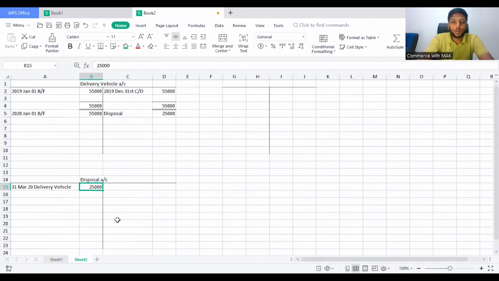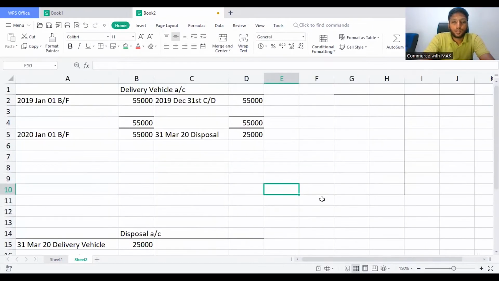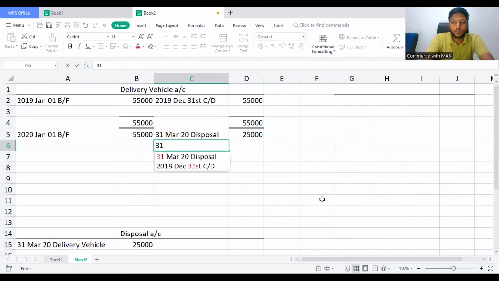Now 25,000 I have recorded on disposal account, but here I have not. I forgot to write the date here. 31st March 20. Okay, so disposal. Now after disposing this amount, what happens to the delivery vehicle account? The value of the vehicle goes down, carried down balance 31st December.